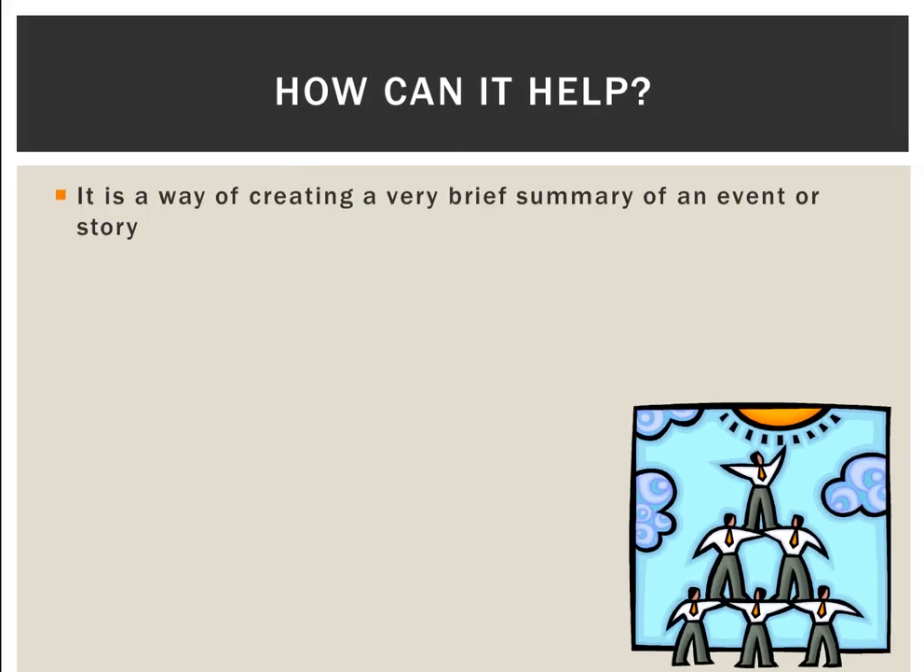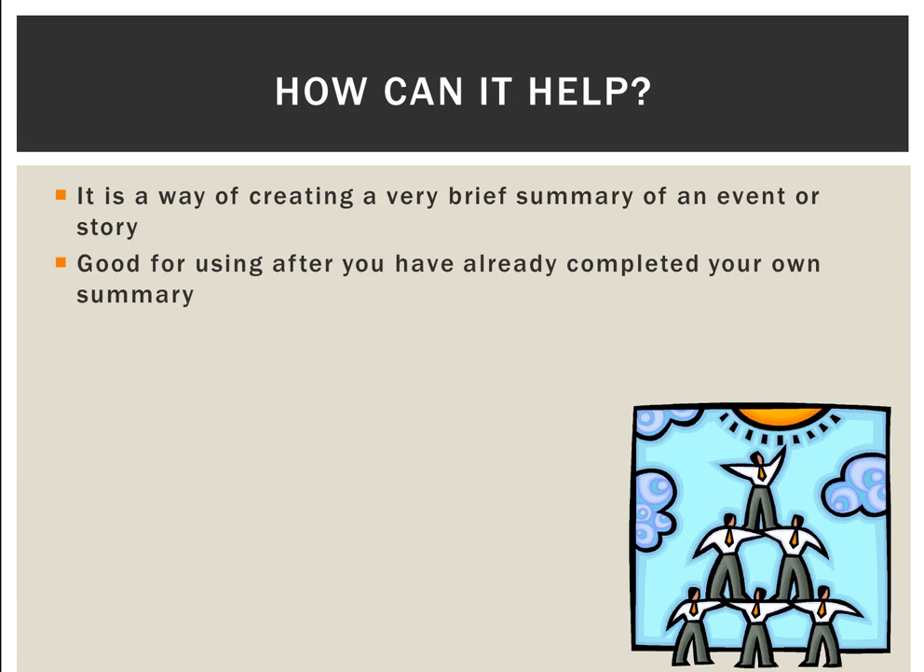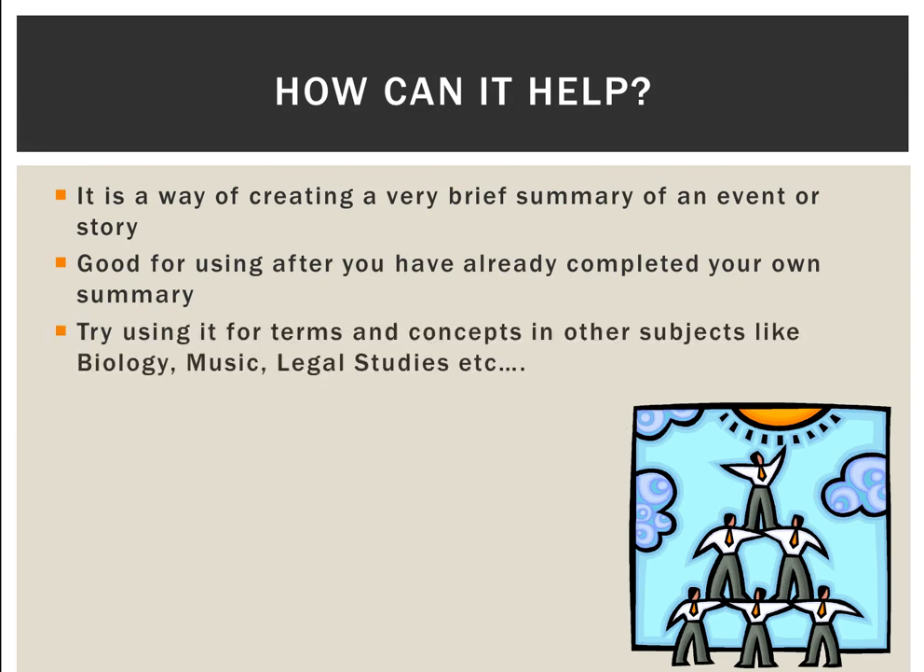So how can this help? It's a way of creating a very brief summary of an event or story. So if you've already done your other story summaries, this one can actually make it so that you've got some notes to study which are very, very brief and will help you get through reviews rather quickly. It's good for using after you have already completed your own summary. And try using it for terms and concepts in other subjects like biology, music, legal studies, etc. Especially in music, you could use this for an instrument. You know, what is the instrument? How do you classify it? Change those bits and pieces. You don't have to use those actual words, but scaffold your own work and be creative.